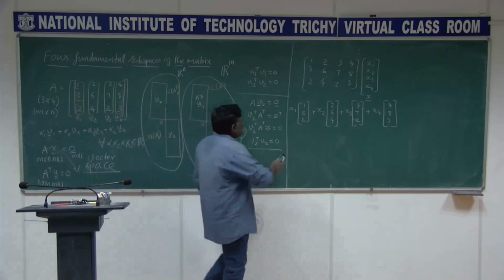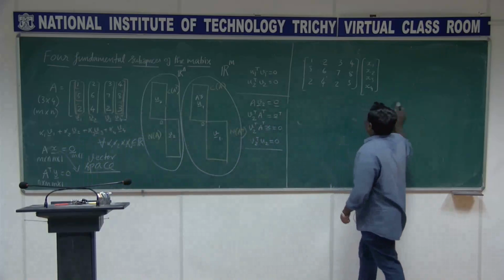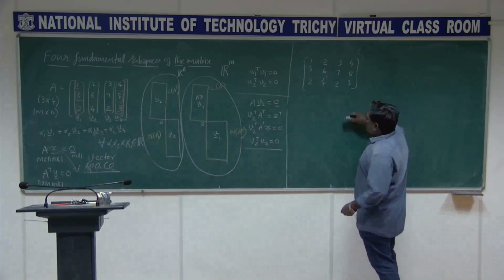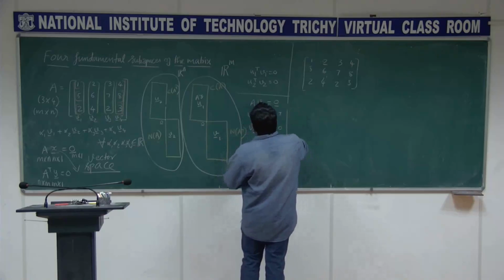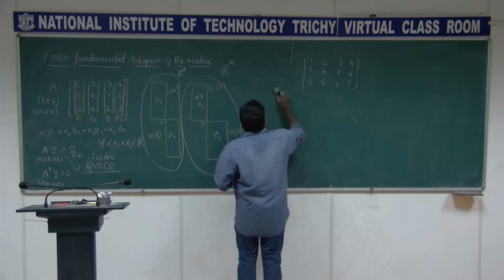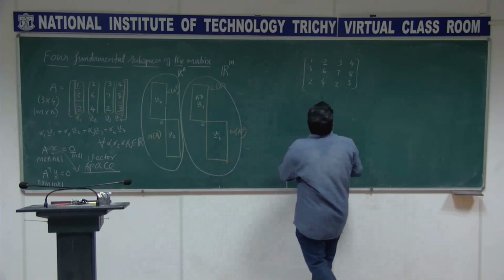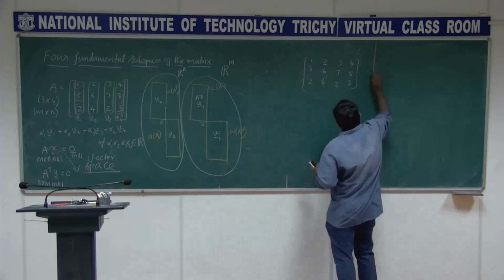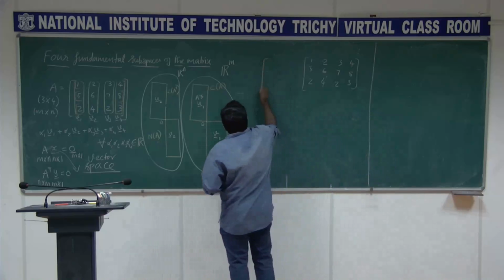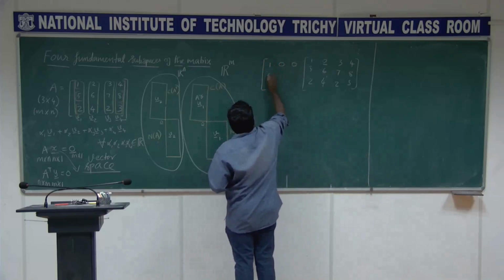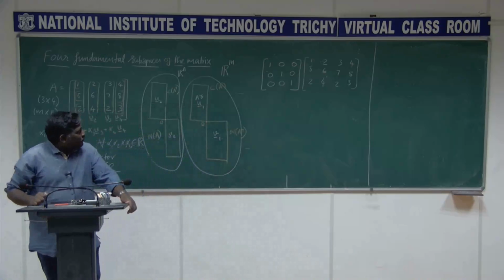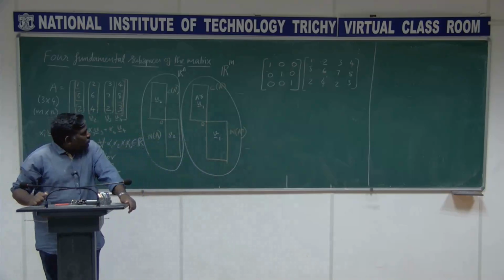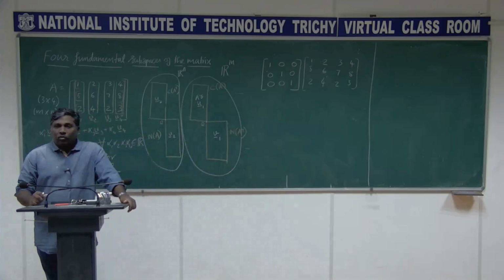So now, how do we find these fundamental subspaces? Say you have a matrix. I will consider this matrix here. What I do now is multiply by the identity matrix here. So this is 3 cross 3 and that is going to be 3 cross 4.